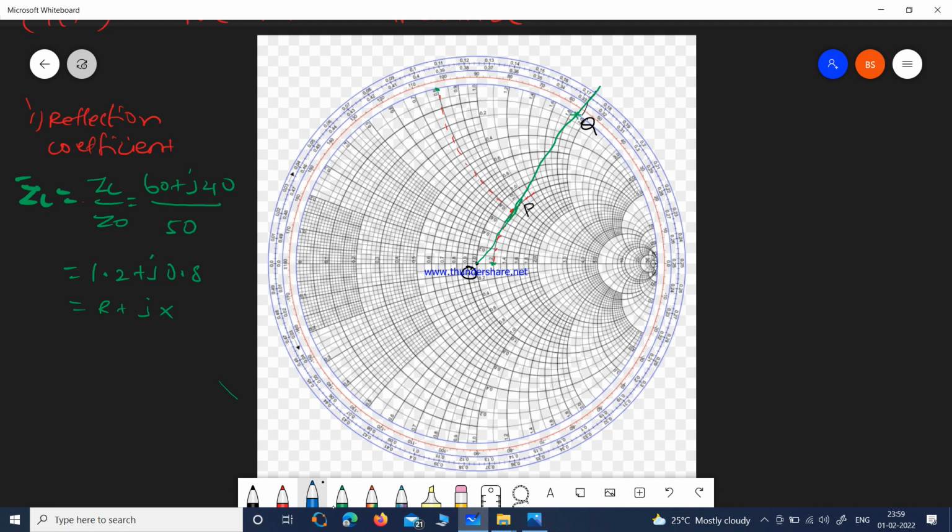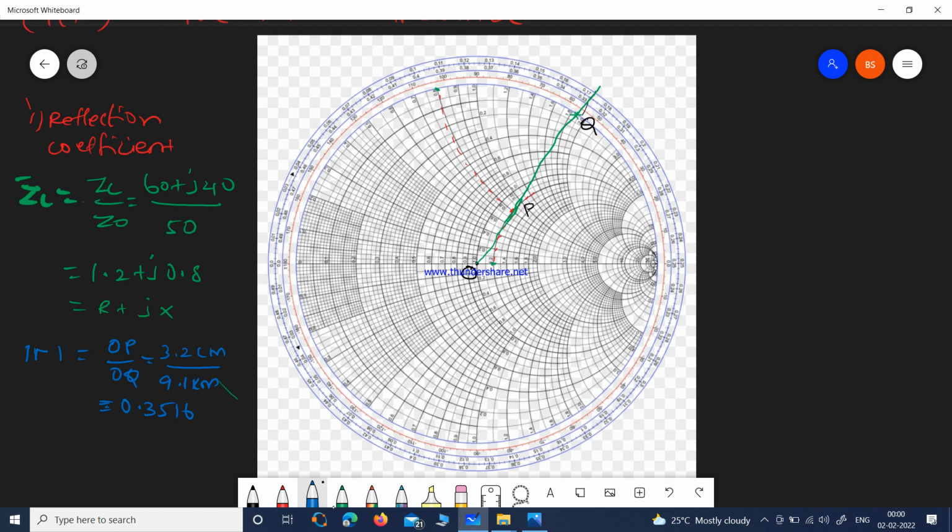Here we can also use it to find the magnitude. The reflection coefficient consists of both magnitude and angle. The magnitude can be found by taking the ratio of OP by OQ. Take a scale, measure OP and measure OQ, and take the ratio; that is the magnitude of the reflection coefficient. OP is approximately 3.2 centimeters, whereas OQ is approximately 9.1 centimeters. Taking this ratio, I'm getting 0.3516.